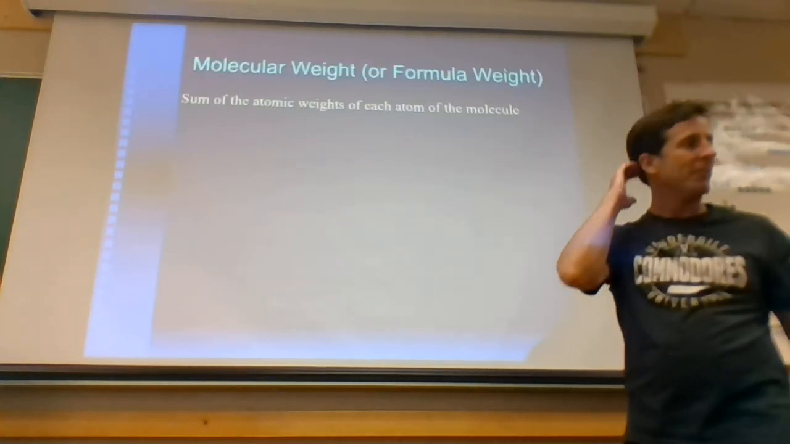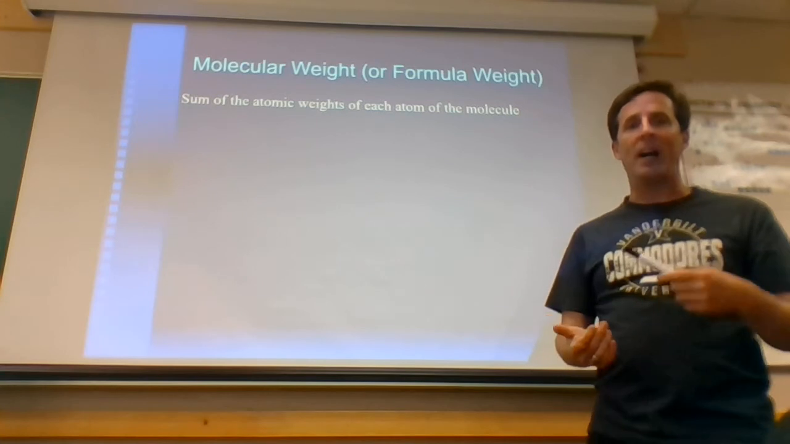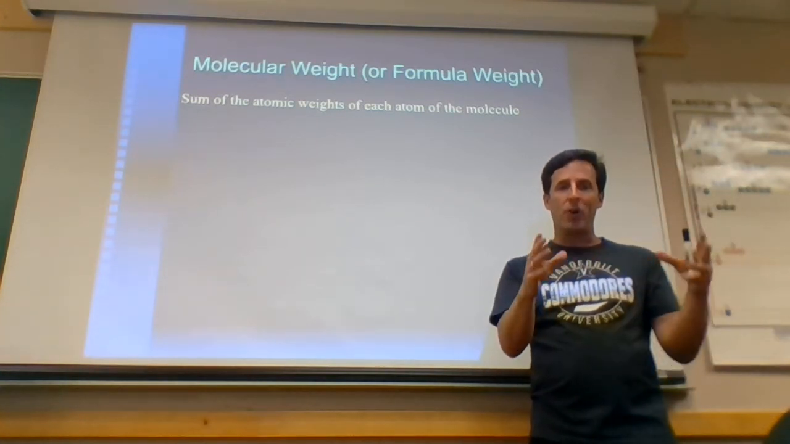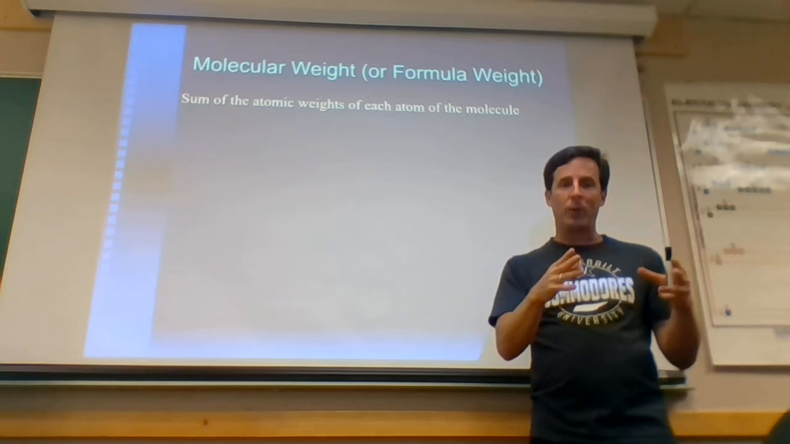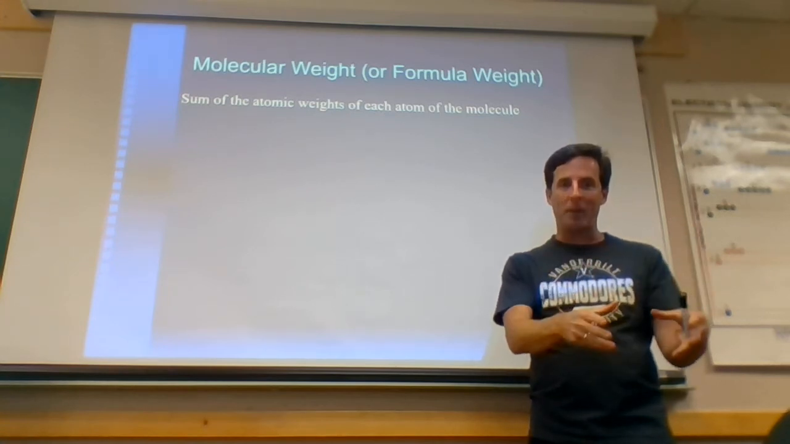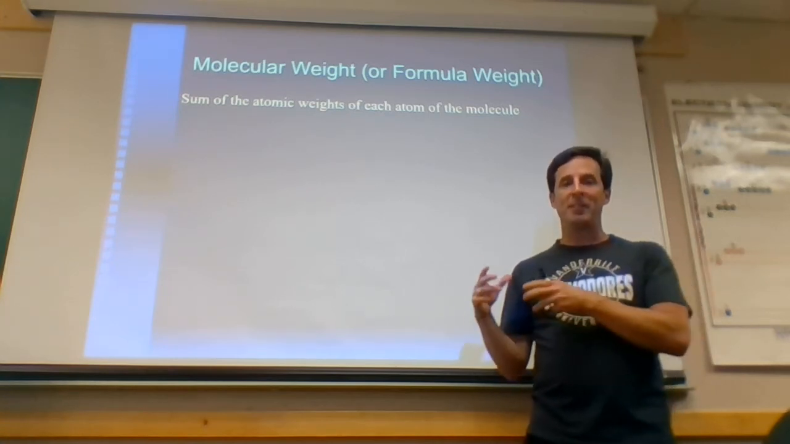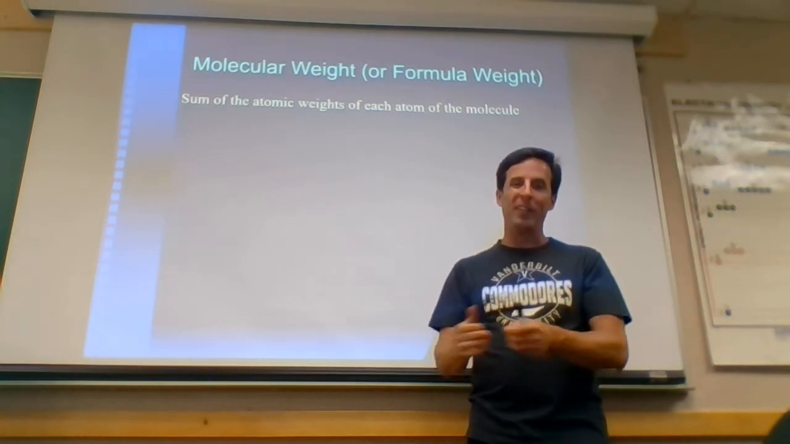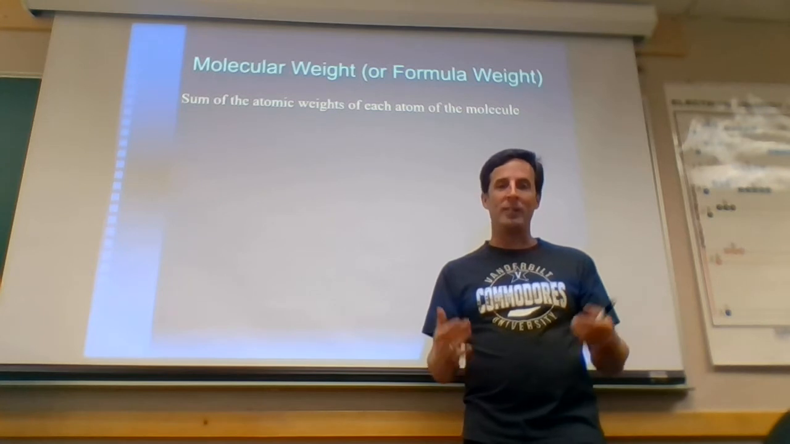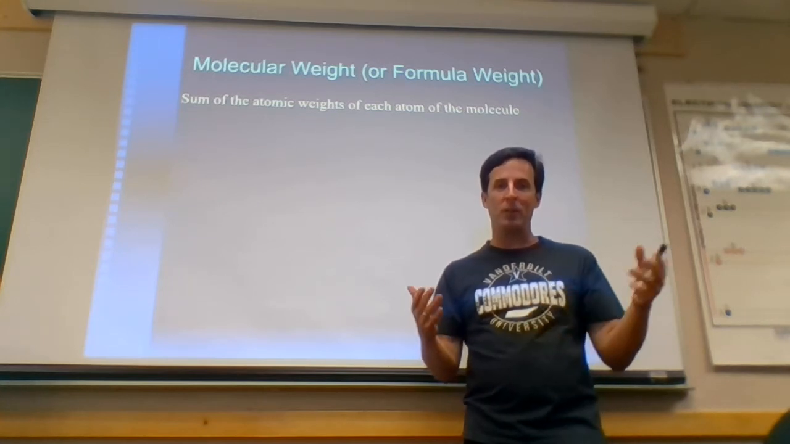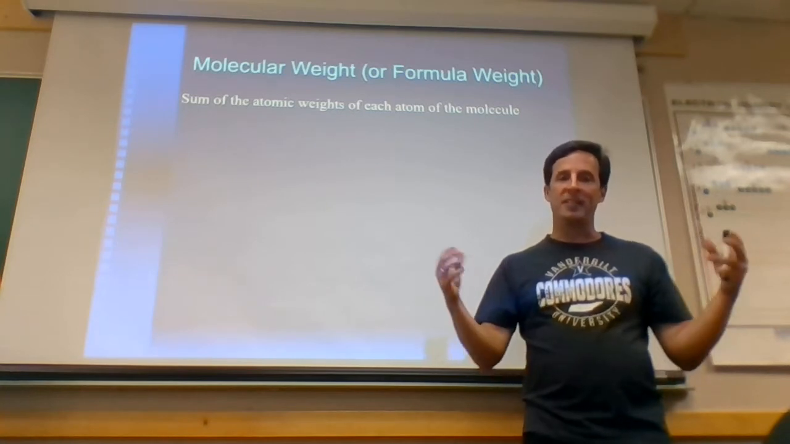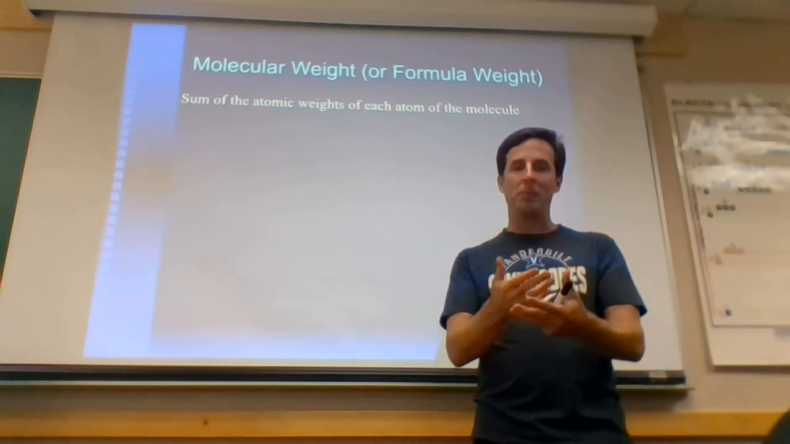Then we have the molecular weight. If I have a chemical formula and I add up the weight of all the atoms to get the total, that's called the molecular weight if it's a covalent compound. If it happens to be an ionic compound, then we call it the formula weight. They're really the same thing. We're not always going to be as consistent as we should be between those two, but whether it's the molecular weight or the formula weight, it's just the sum of the weights of all the atoms in the formula.